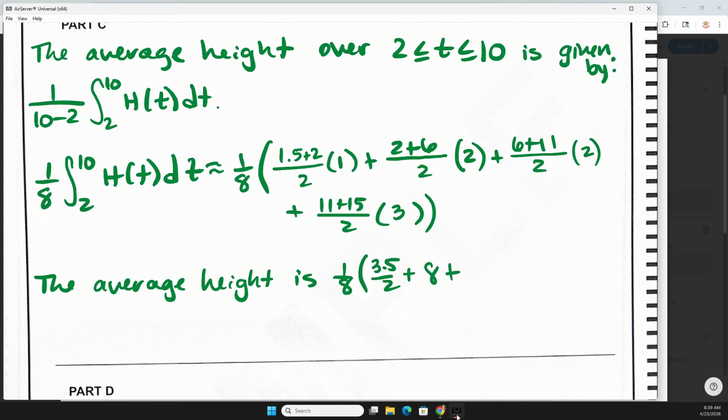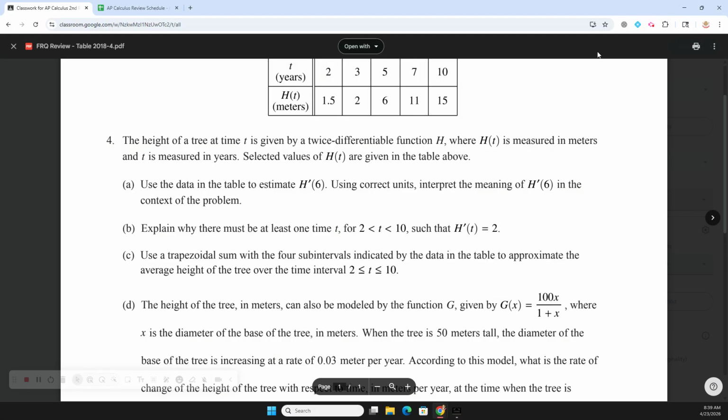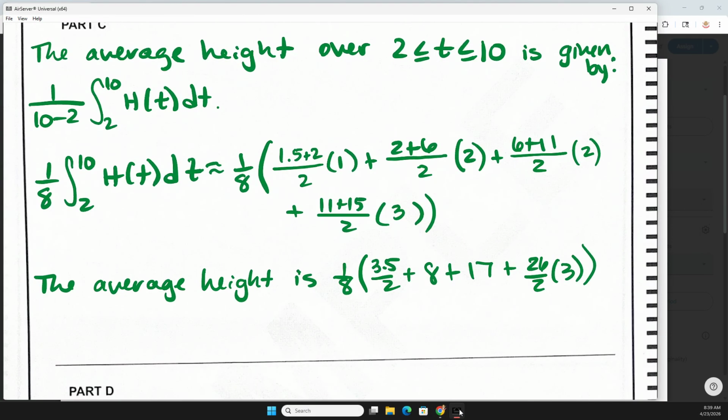And then same thing on this one, I would add these and cancel these, so that would be plus 17. And then on this last one, I would go ahead and add, but nothing cancels, and I would just leave it like that. But I do want to give units, and so the average height units is going to match the height units, so that's going to be meters.